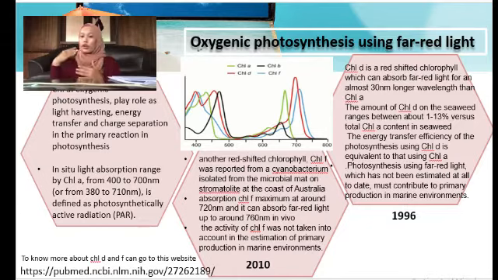The latest chlorophyll that we found is chlorophyll F, in 2010. This chlorophyll was found in Australia, in a cyanobacterium. Chlorophyll F can absorb longer wavelengths than chlorophyll A and chlorophyll D: it can absorb 720 nanometer wavelengths and absorb far red light up to 760 nanometer in vivo.